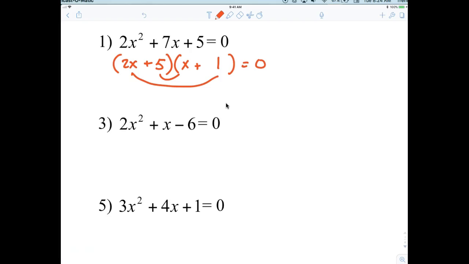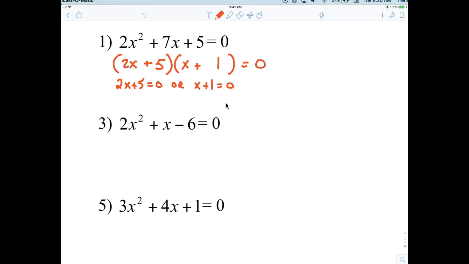So now, this leads me back to what I tried to say in the beginning of class, that I have 2 factors. So what has to be true? One of those factors is 0. So now how do I figure that out? All you're doing is literally taking 2x plus 5 and saying that equals 0, or x plus 1 has to equal 0. Is everybody good with that? And now from there, you're just solving those equations.